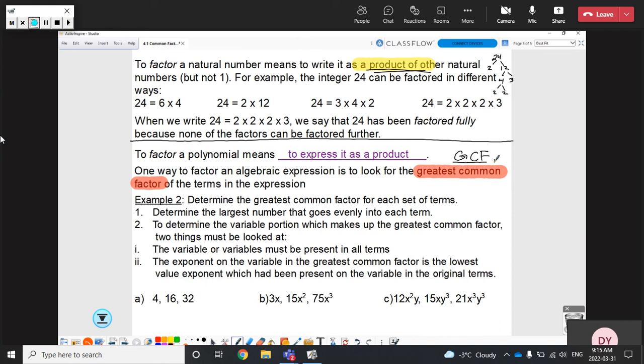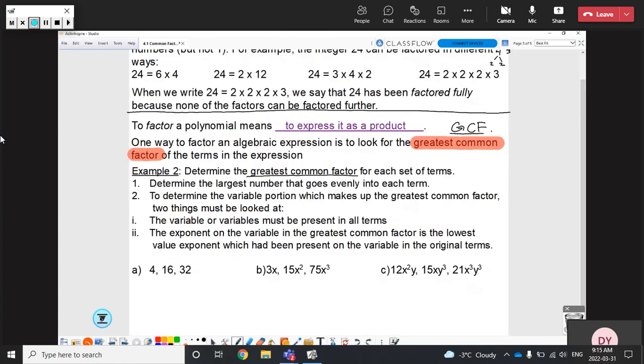It says here, determine the GCF, the greatest common factor, for each of the following sets. Now, there are steps here. There's some wonderful steps that, if you don't know what's going on, maybe you can refer back to these steps. Maybe you can put a star beside them because they're great. Step one, determine the largest number that goes evenly into each term.